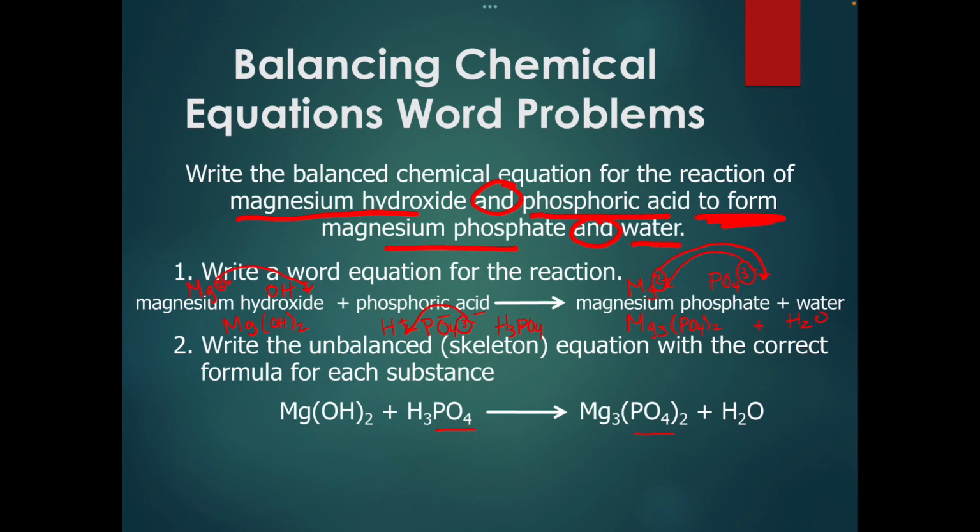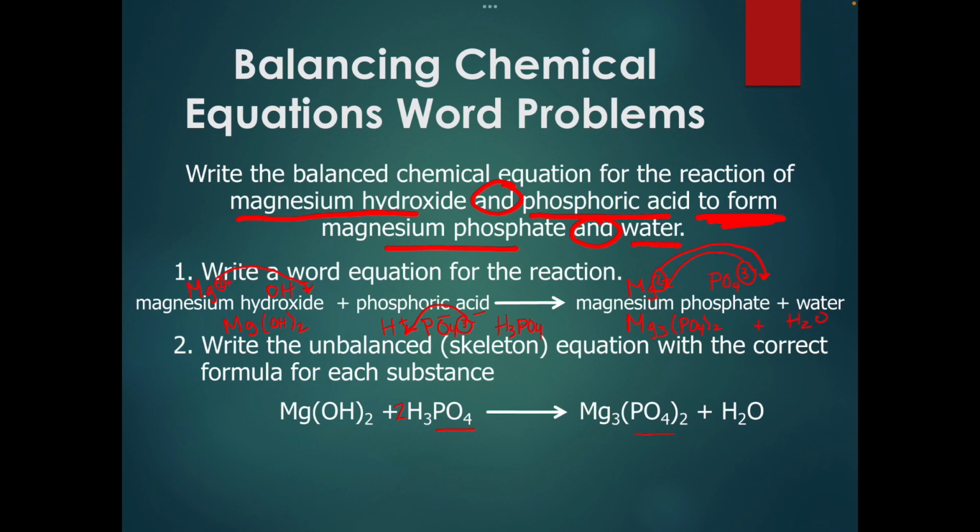Okay, so let's go ahead and do that. On the left-hand side, we have one phosphate, right? We have one PO4. But on the right-hand side, we have two phosphates, two PO4. So I'm going to put a 2 out front so that now I have 2 phosphates on either side of our reaction.